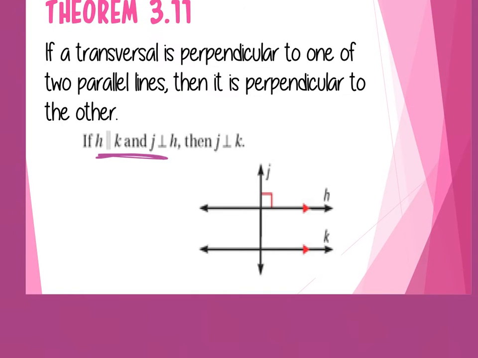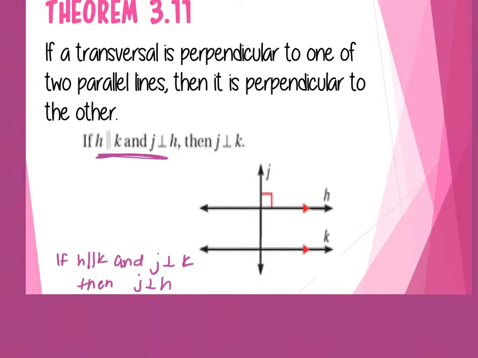So I could have also said if H is parallel to K and J is perpendicular to K, then I can get J is perpendicular to H. So you could reverse that order. But there's two givens here, parallel and it's perpendicular to one. So it's almost like the transitive property of parallel, but it's not. It doesn't have a name.